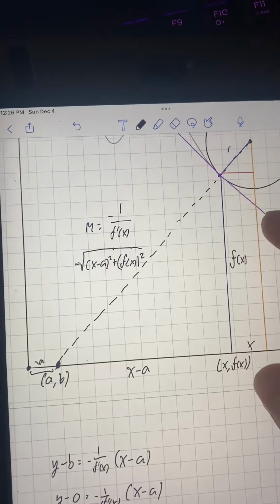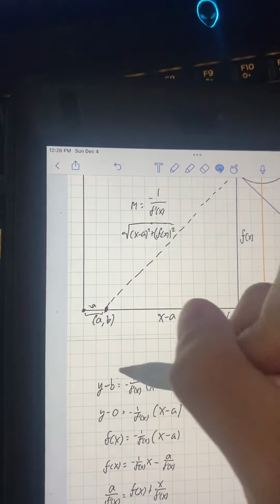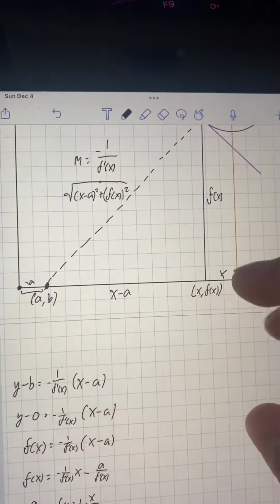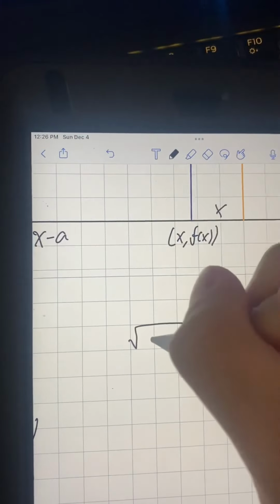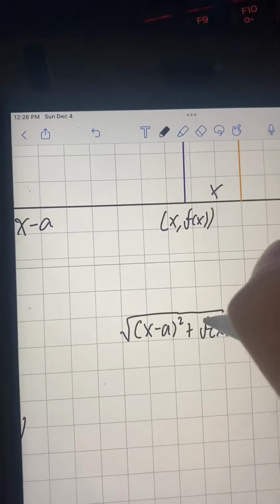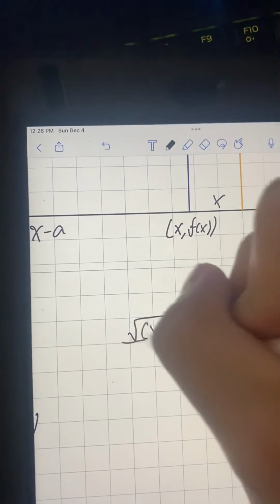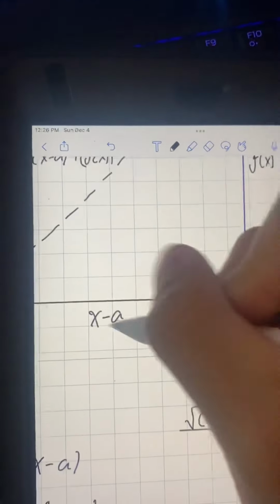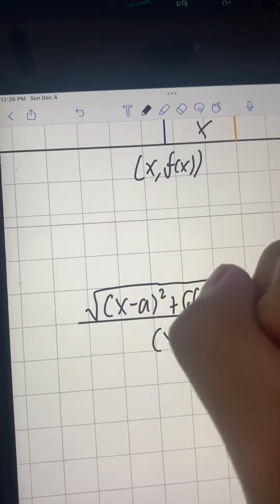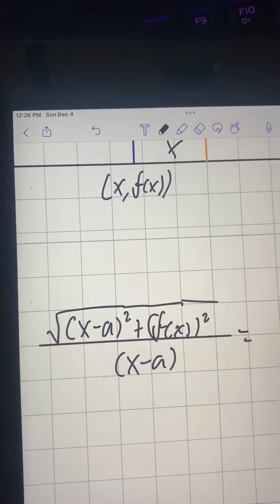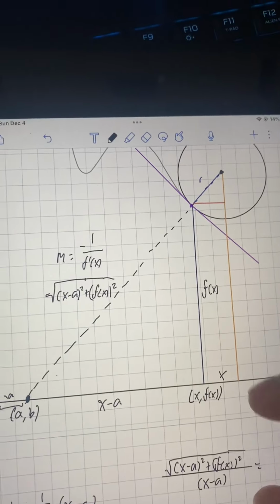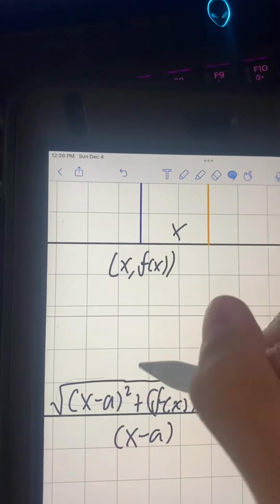So if I do that, I can just say, I move this all over, I can say that my hypotenuse, which is the distance, the square root of (x minus a) squared plus f of x squared, over my bottom portion, which is x minus a in this situation, is equivalent, because they're similar triangles, to this plus r.